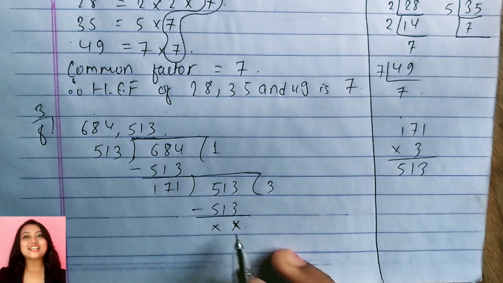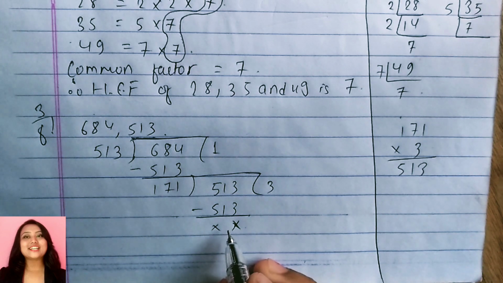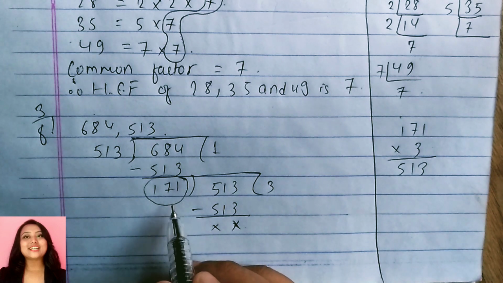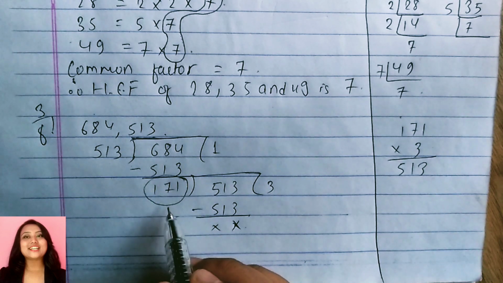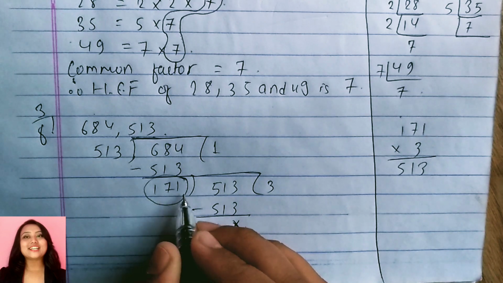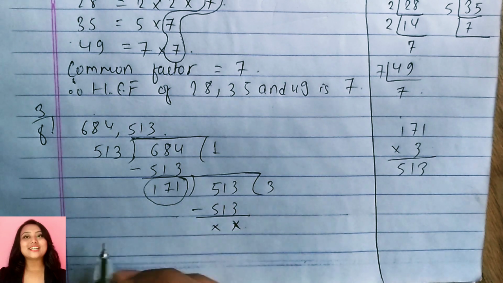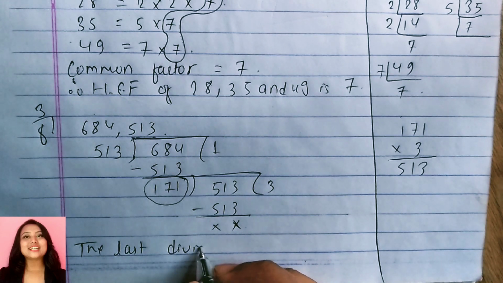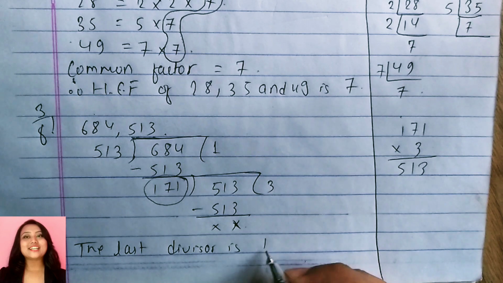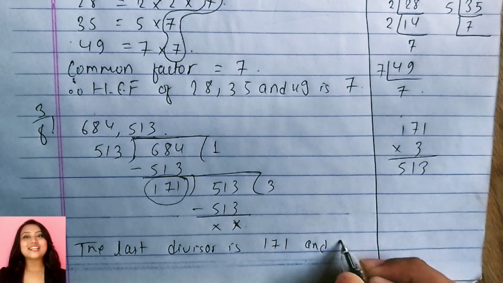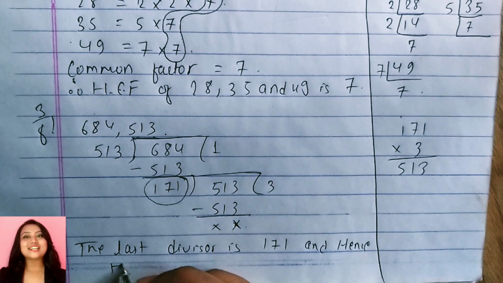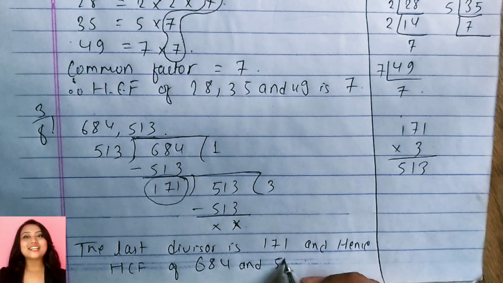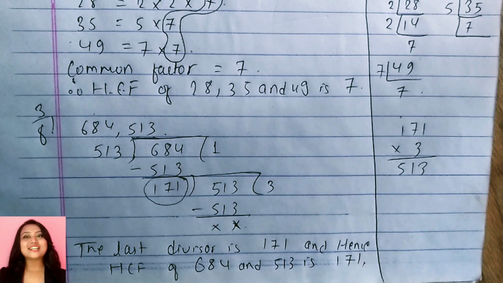So here, since the remainder is 0, the highest common factor is the last divisor. 171 is the last divisor, and hence HCF of 684 and 513 is 171.